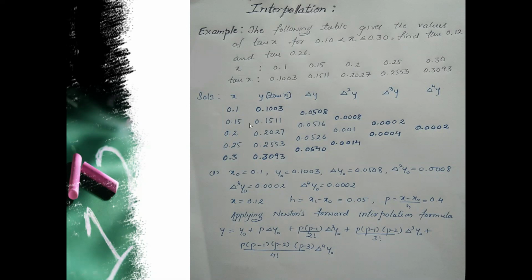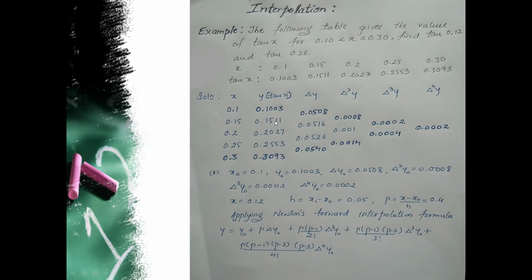The x values are 0.1, 0.15, 0.2, 0.25 and 0.3. The corresponding values of tan x, that is y, we will note in front of our x values. Now we'll go for finding the differences. Since we are using both forward as well as backward interpolation formula, we need not go for two tables. The table we put will be the same, only the notations will be changed. So just put the difference table.